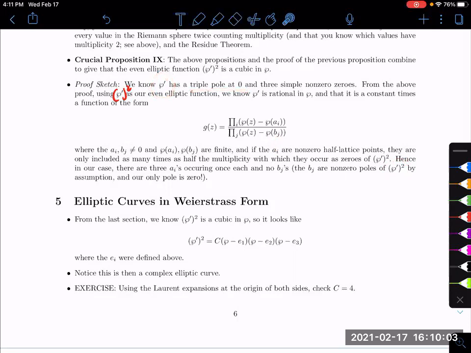So effectively, if you let your even elliptic function be phi prime squared, what you end up with is phi prime squared equals a constant times this function right here, but there is no denominator, and there are only 3 factors in the numerator. Well, that gives you exactly that phi prime squared is a cubic in phi. Okay, so that's what we were trying to show. Okay, so there's that.